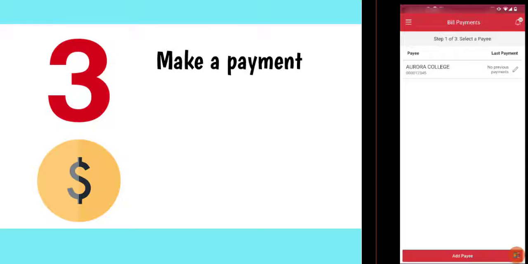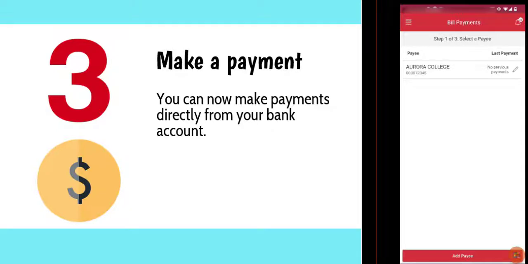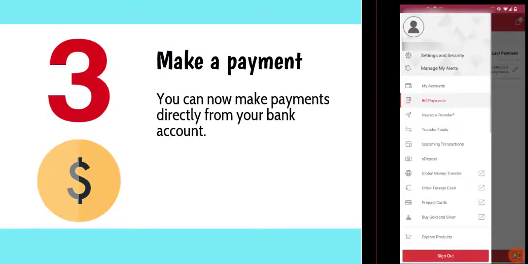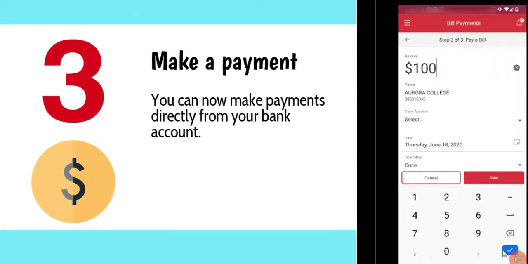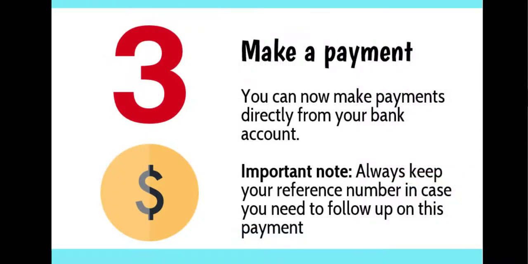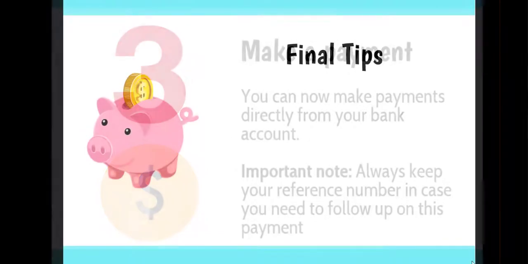Now that I have my Aurora College student account as a payee in online banking, I can make payments directly from my bank account. To do this, I just go back to my options menu and select Bill Payment. I can now select Aurora College as a payee, and I can pay any amount that I like from any account that I choose. It's important to note that every time you make a payment, your bank should provide you with a reference number. Always keep this reference number in case you need to follow up on this payment.